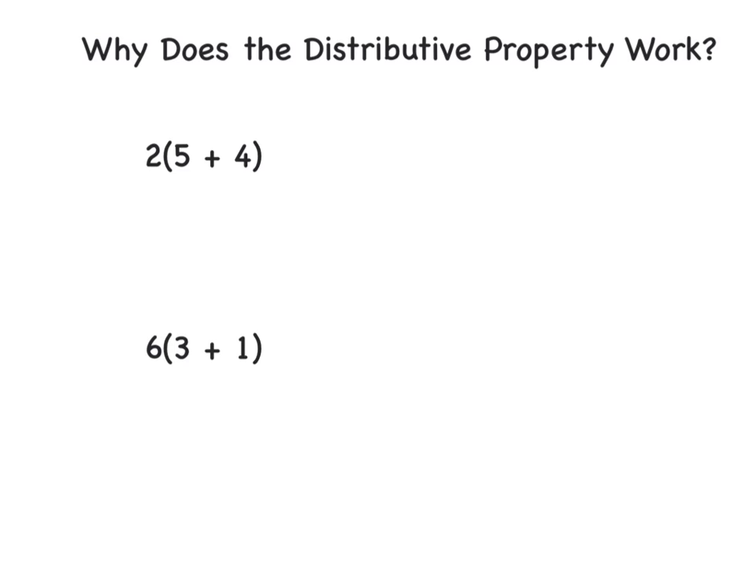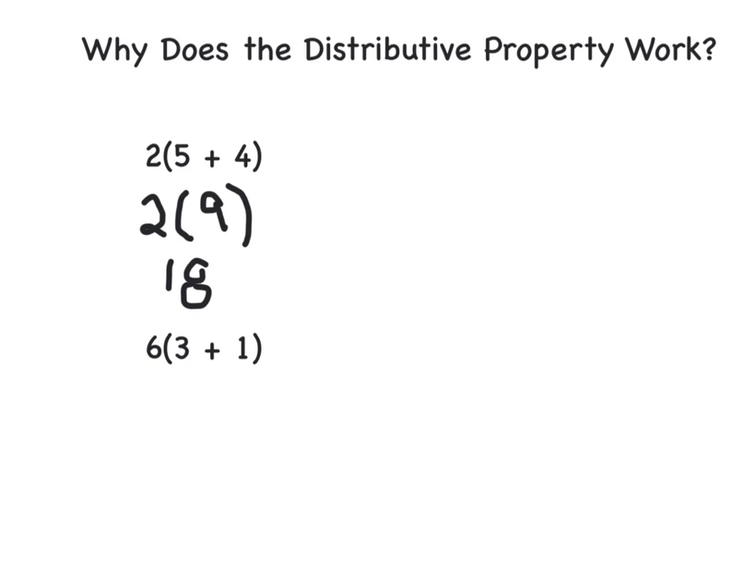Why does the distributive property work? Well, if we look at these two problems, based on our learning of order of operations, we know we have to complete what is in the parentheses first. So 5 plus 4 gives me 9. So then I would have 2, parentheses 9. And like in our last video, we talked about a number with a number in parentheses means to multiply. So 2 times 9 is 18.